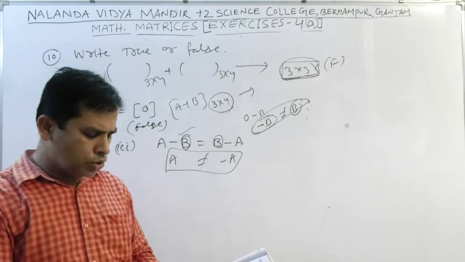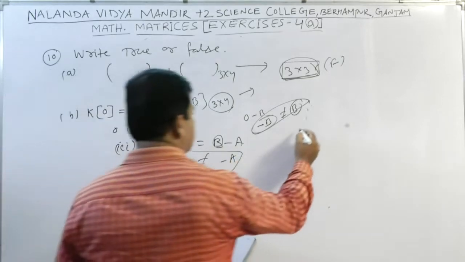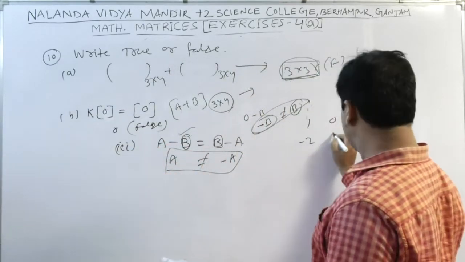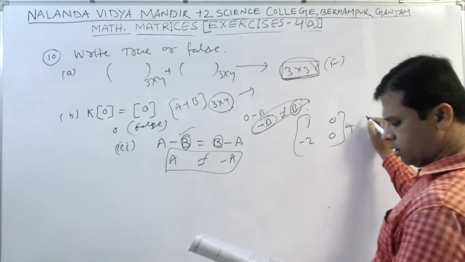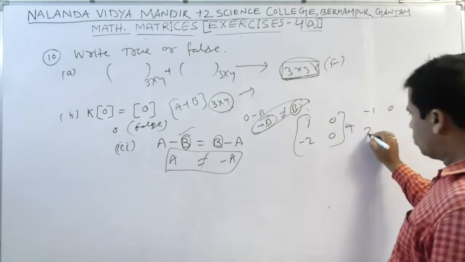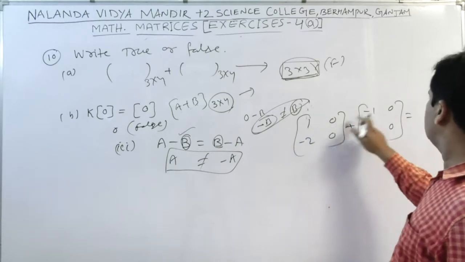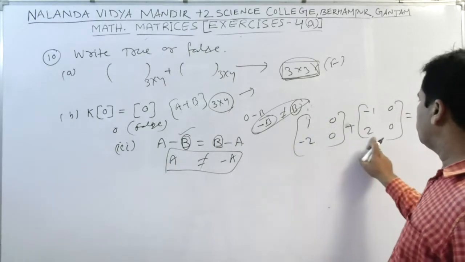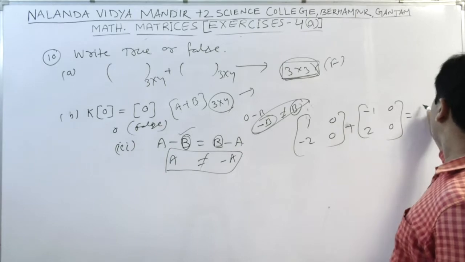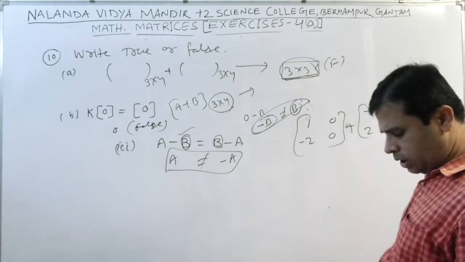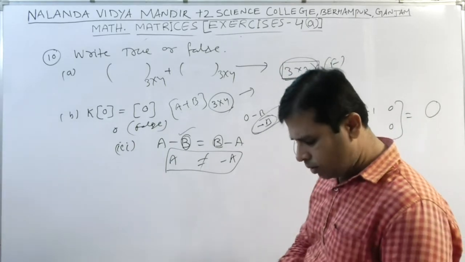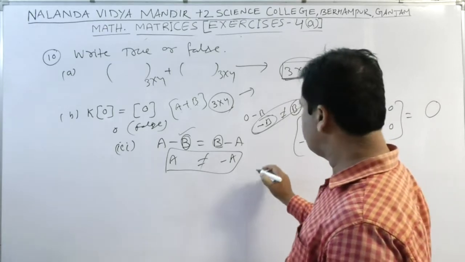If we add these two matrices, 1, 0, minus 2, 0, with minus 1, 0, 2, 0, we get 1 minus 1, 0 plus 0, minus 2 plus 2, 0 plus 0. Therefore, we can write it as a 0 matrix. Therefore, this statement is true. Now, the sixth bit.